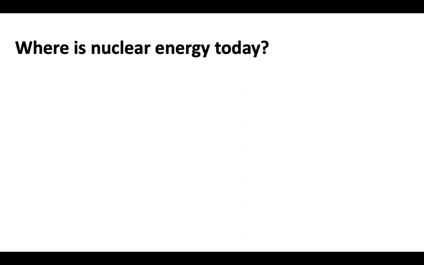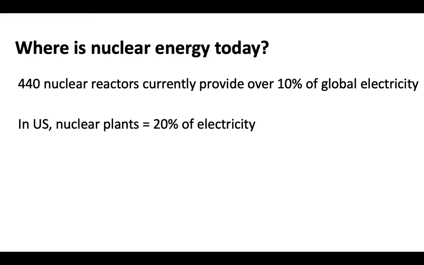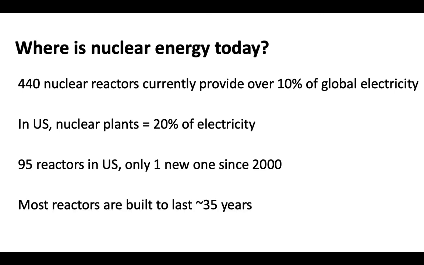Okay, so considering all the pros, the cons, the environmental justice, the half-life, there's a lot to take in about nuclear energy. Where is it today? There are about 440 nuclear reactors worldwide that provide about 10% of global electricity needs. In the United States, nuclear plants make up about 20% of our electricity needs. There are 95 reactors in the U.S., but only 1 has been built since 2000. So the rate of building has gone down significantly. And most reactors are built to last about 35 years, so a lot of these might be starting to close down soon.